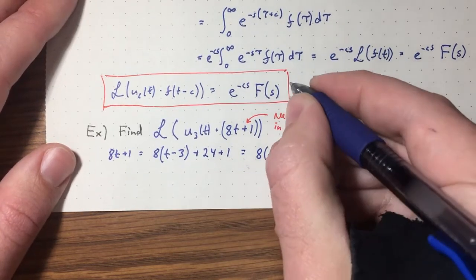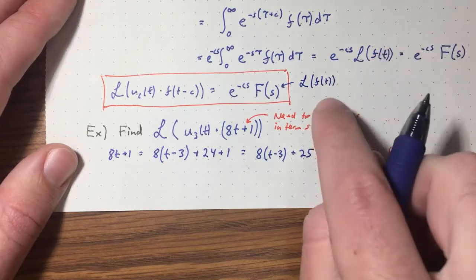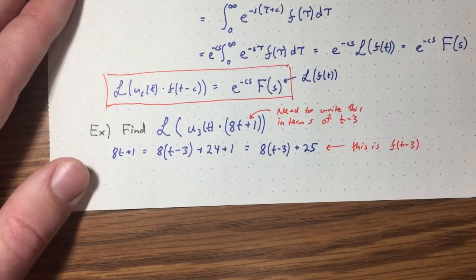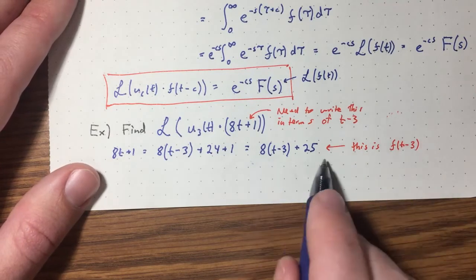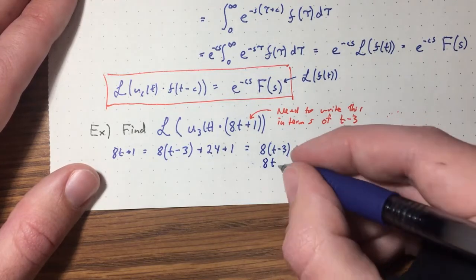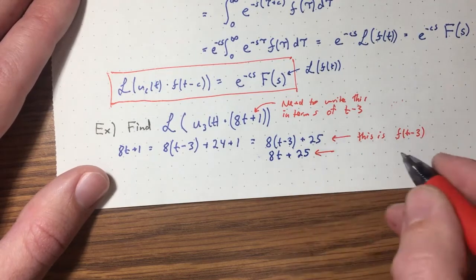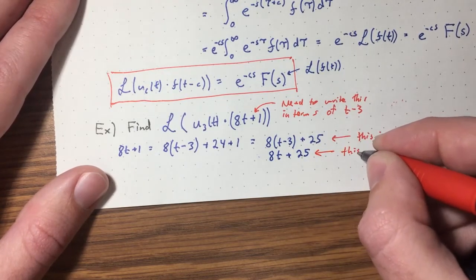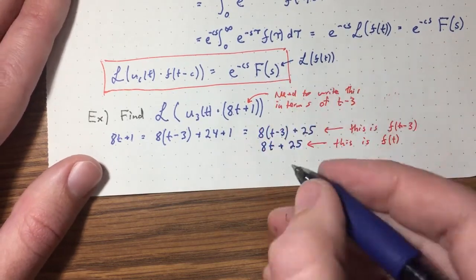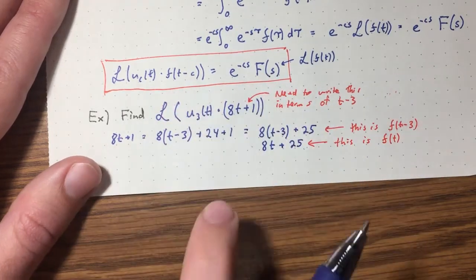What is capital F of s? That's the Laplace transform of little f of t. Not f of t minus 3, but f of t. So I need to find, if this is f of t minus 3, what's f of t? Well, I just replace t minus 3 with t. Okay. So if that's f of t minus 3, this is f of t. And then finally, what is capital F of s? It's the Laplace transform of this one here. Okay, so that's how you use the formula.